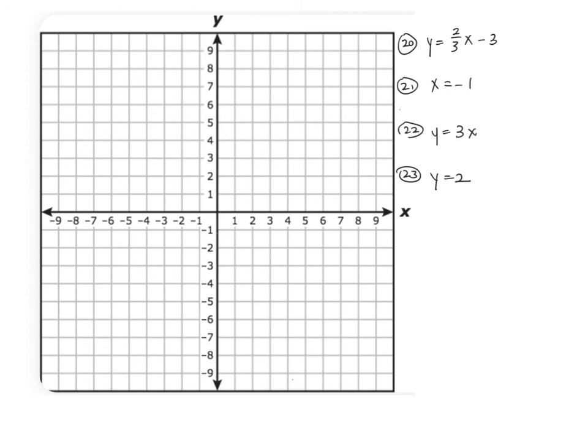Okay, now let's look at number 21. So 21 is x equals -1. Notice there is not a y, it's just x. So remember that this is one of your special cases. If you only have an x, that means it's going through the x-axis at -1. So it's going to be this vertical line through -1. So that would be the graph of 21. Okay, now let's erase that one.